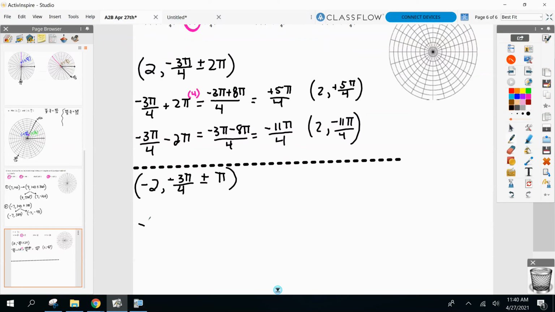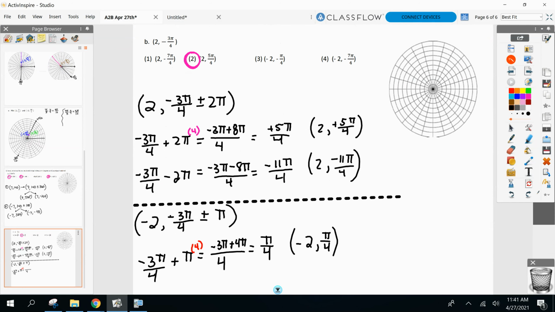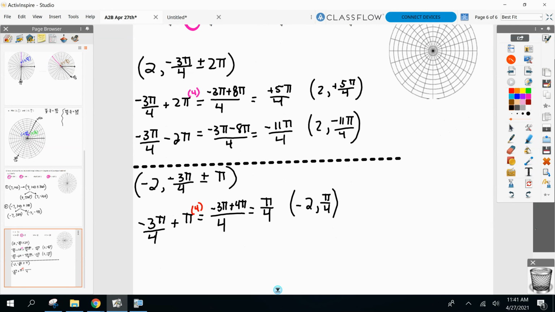All right, so here we go. Negative 3 pi over 4. You want to add pi first? Sure. What's still my common denominator? 4. Now I just multiply pi by 4. So you get negative 3 pi plus 4 pi. So I get 1 pi over 4. So it looks like another point could be negative 2, pi over 4. Is that a choice? Nope, not a choice. All right, let's keep going then.